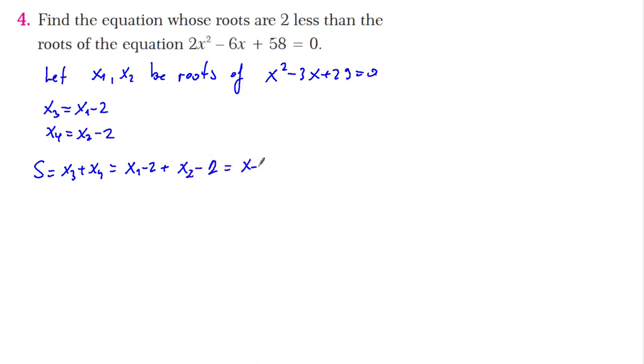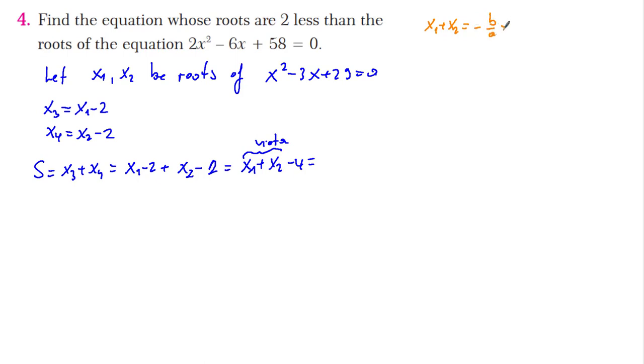That's x1 plus x2 minus 4. Now x1 plus x2, you can get it from Vieta's theorem. So what do you get here? Let's write it somewhere here. x1 plus x2 from Vieta's theorem, we can apply directly here. Of course, we can apply it from the original equation here as well, but this one is simpler because we divided by 2.